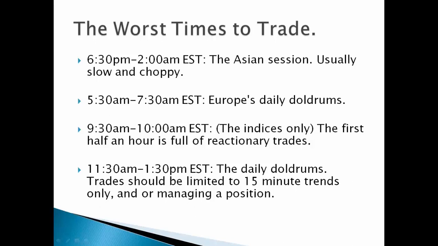What is the other bad time to trade? The indices only from 9:30 until 10 o'clock a.m. Eastern Standard Time. The first half an hour is full of reactionary trades on the ES. It's the worst on the ES. That first bell is when whatever had happened overnight, the stock positions that are getting taken out, whether their stops are being hit or not, people are using market orders on the ES, and that drags all of our other indices around.